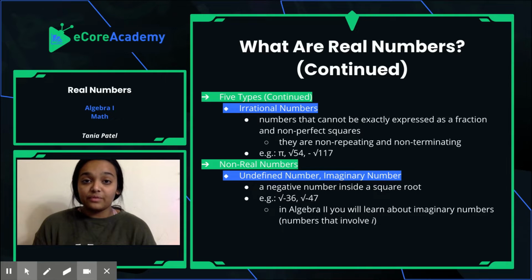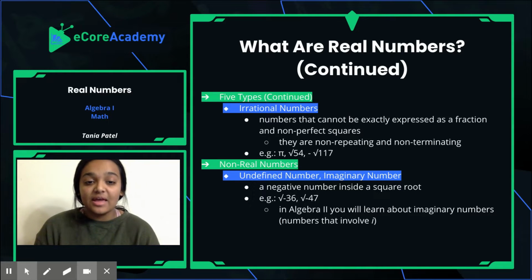The square root of 54, that is not a perfect square. So, for example, the square root of 36 is a perfect square. It equals 6. But the square root of 54 is not a perfect square. And because it's a non-perfect square, the value of the square root of 54 is actually a non-repeating and a non-terminating value.